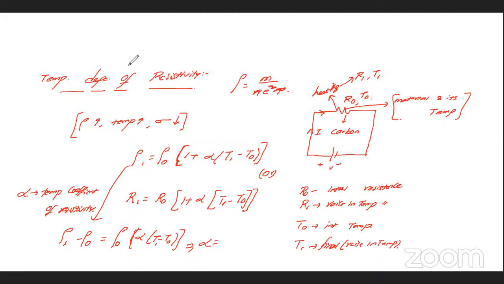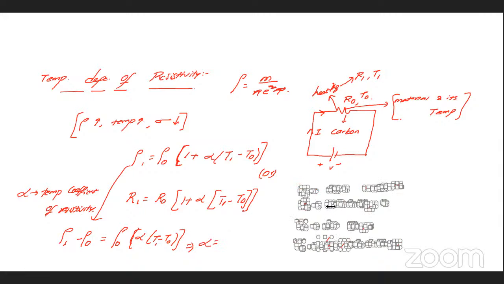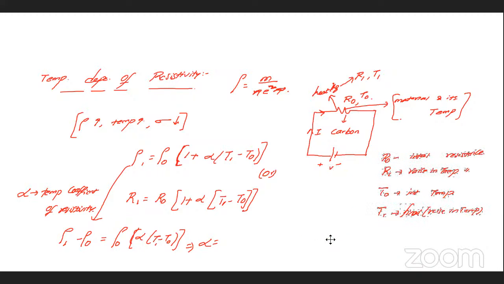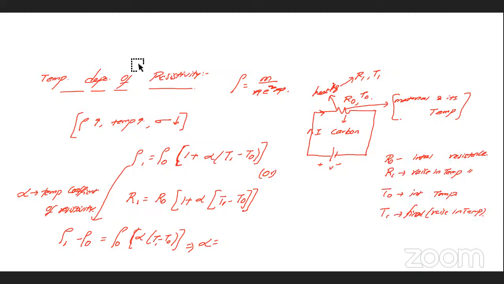So alpha is equal to, I'm going to divide by the resistivity rho naught in the denominator. So here, rho 1 minus rho naught divided by rho naught into T1 minus T0. Or I can rewrite the relation in terms of the resistance: R1 minus R0 by R naught into T1 minus T naught. Okay, remember this relation. This is your temperature coefficient of resistivity.